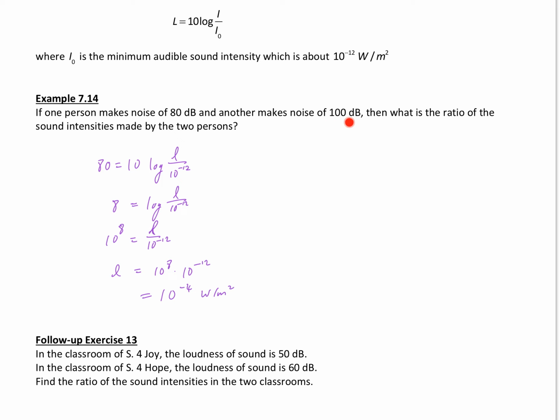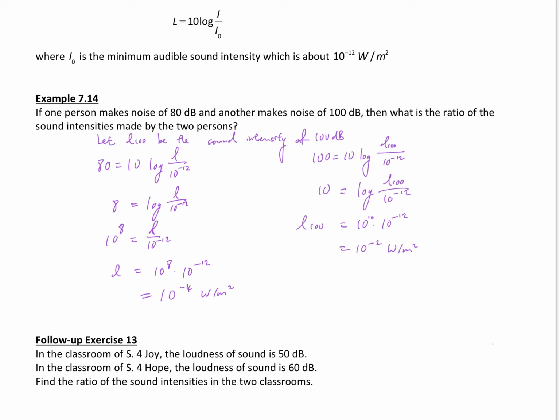Okay, make noise of 100 decibel. Let's see the sound intensity of 100 decibel. Because I have two unknowns, the first one is L and we have two sound intensities. I let L 100 be the sound intensity of 100 decibel, and I make good use of the formula. You can see L 100 is equal to 10 to the power negative 2 watt per meter square.